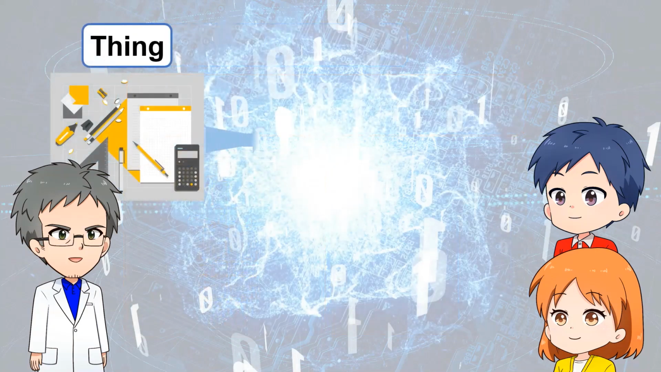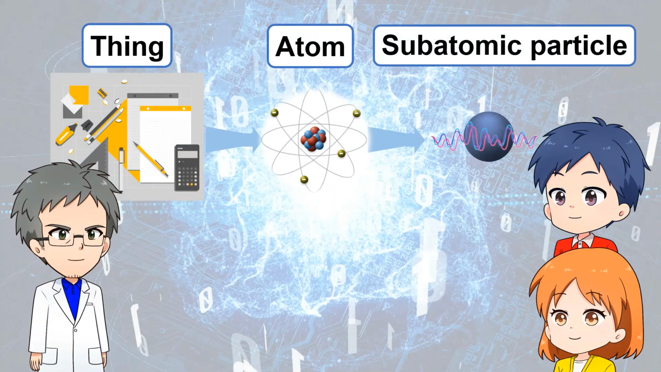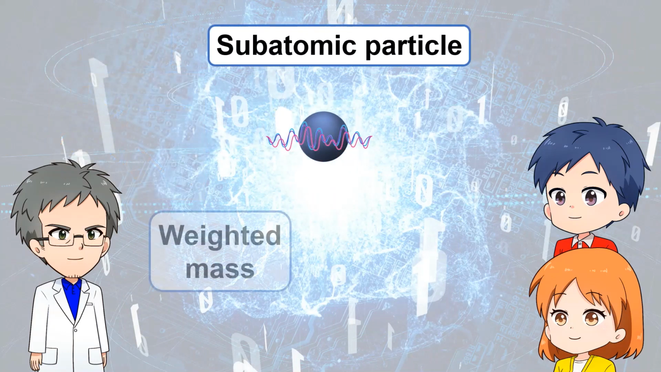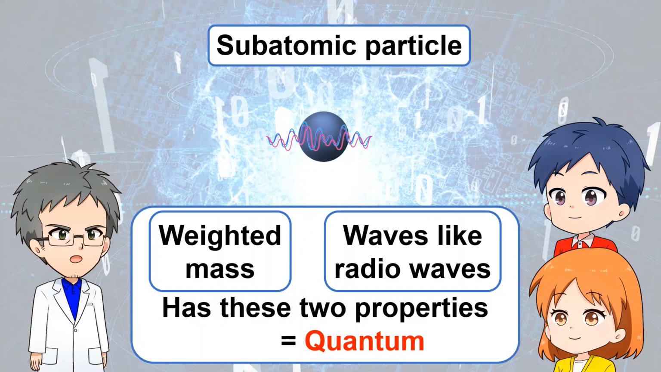Atoms that form things are made up of even smaller matter called subatomic particles. Subatomic particles have the properties of a weighted mass and waves like radio waves. The substance with both of these properties is called a quantum. The quantum computer performs calculations by using the properties of the quantum waves. Just like I thought. It's complicated. I'll leave the rest to you. What are you saying? You can't run away now.